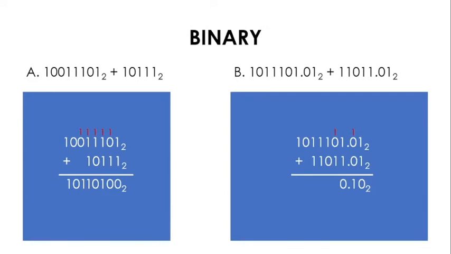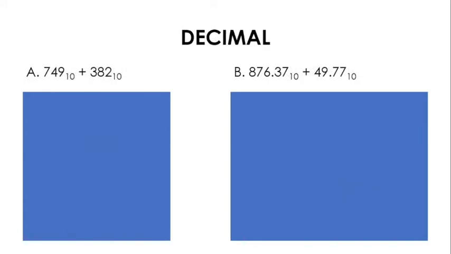1 plus 1 will be 0, carry 1. 1 plus 1 will be 0, carry 1. 1 plus 1 plus 1 will be 1, carry 1. 1 plus 1 plus 1 will be 1, carry 1. 1 plus 0 is 1, and we'll just bring down the last bit right here. So the answer for this example is 1111000010 binary.